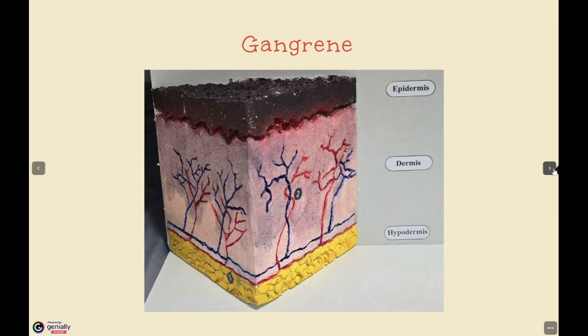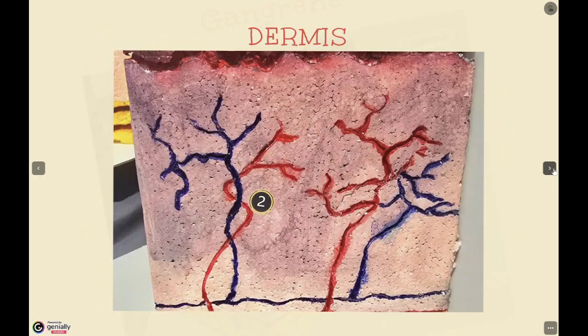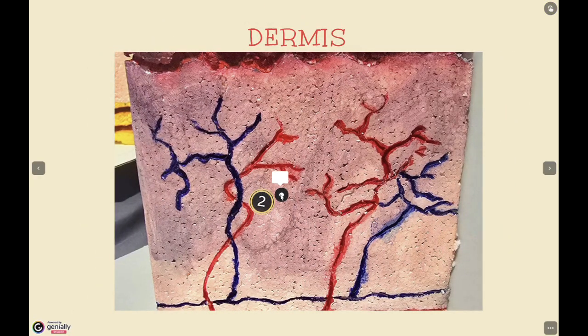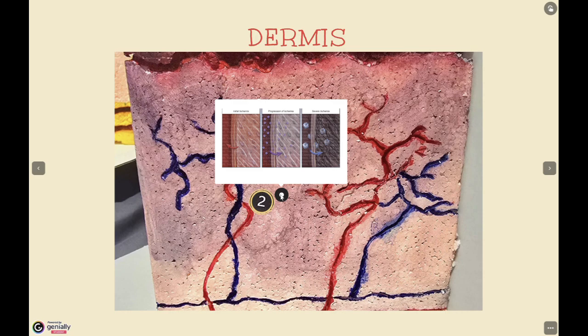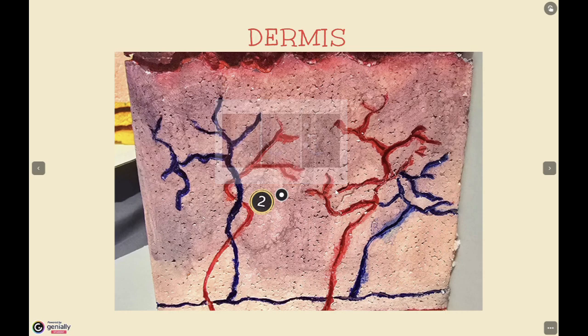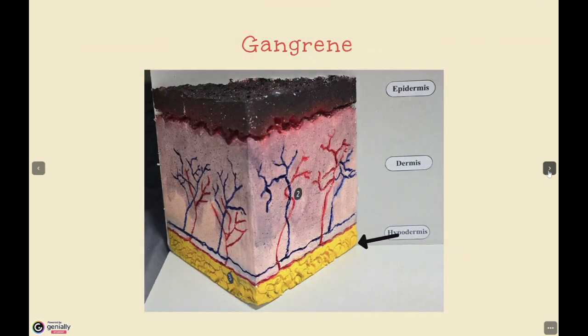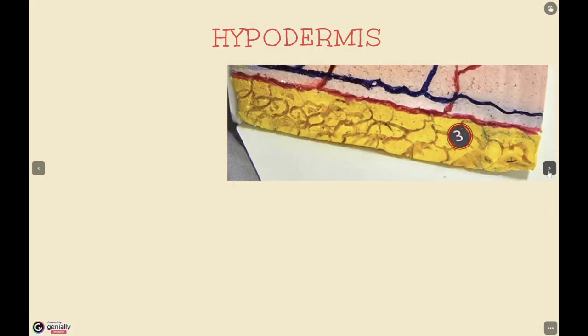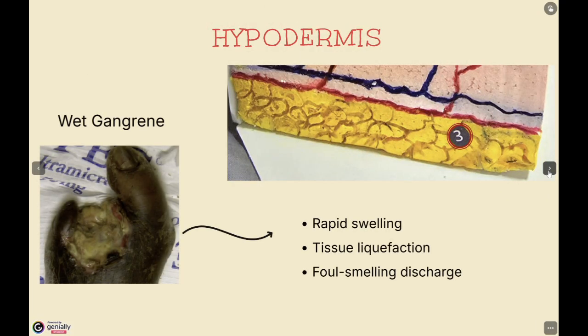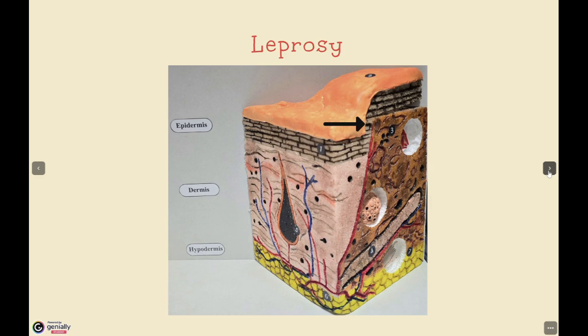In the dermis, the key issue is ischemia, meaning too little blood flow, which reduces oxygen and nutrients. Because of that, dermal tissue dies. Hair follicles, sebaceous glands, sweat glands, and erector pili muscles stop working and can be destroyed, and nerves may die too, so the area can become numb as gangrene progresses. In the hypodermis, fat and connective tissue can also necrose. In wet gangrene, bacteria can spread through these deeper layers, leading to rapid swelling, tissue liquefaction, and foul-smelling discharge. This can progress to systemic infection.